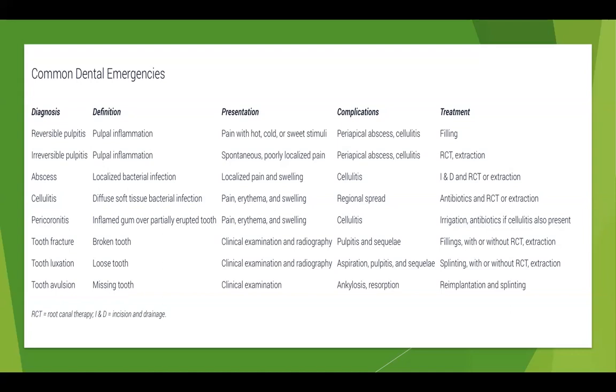You're going to find a radiolucency at the periapex, or even sometimes at the bifurcation area if it's located buccally, and what that can cause is actually cellulitis in the future. You have to do an incision and drainage and root canal therapy or extraction.